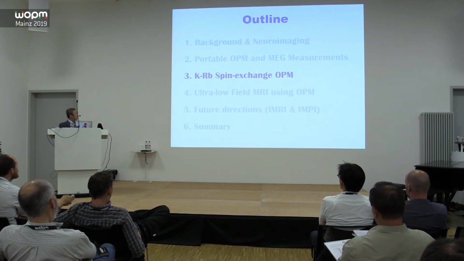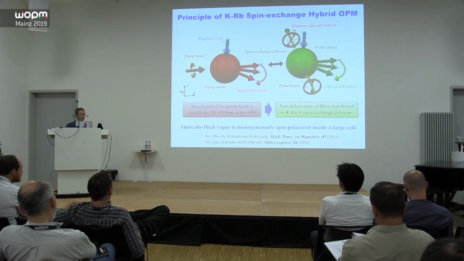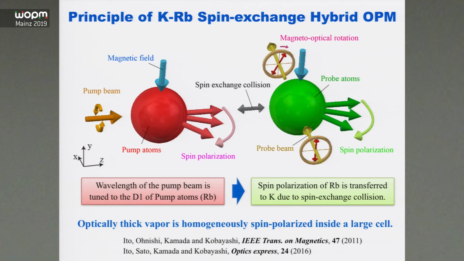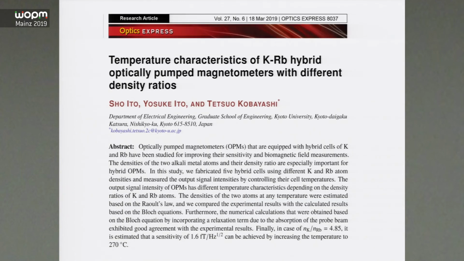Next, I'll explain the potassium-rubidium spin exchange OPM. This is the principle of the potassium-rubidium spin exchange hybrid OPM. We use two alkali species. In this case, we use the thick potassium atoms and thin rubidium atoms. We give the pump beam to the rubidium atomic vapor and then probe with the potassium atoms.